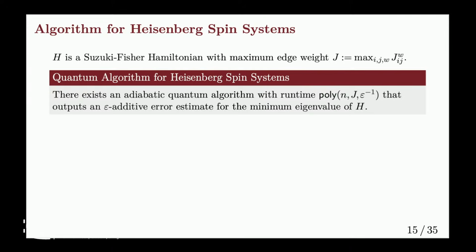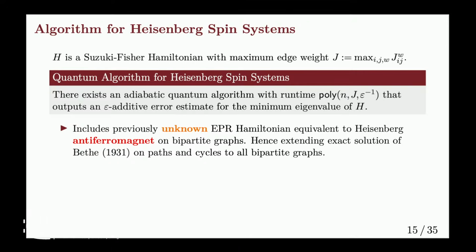Now, since we've introduced this fancier class of Hamiltonians, I can talk about a result in full generality. The quantum adiabatic algorithm is going to run in time polynomial in n, J, and epsilon inverse. J here is just the maximum field strength, okay? And you get an epsilon additive error estimate for the minimum eigenvalue. You do this just by preparing the ground state and then measuring.